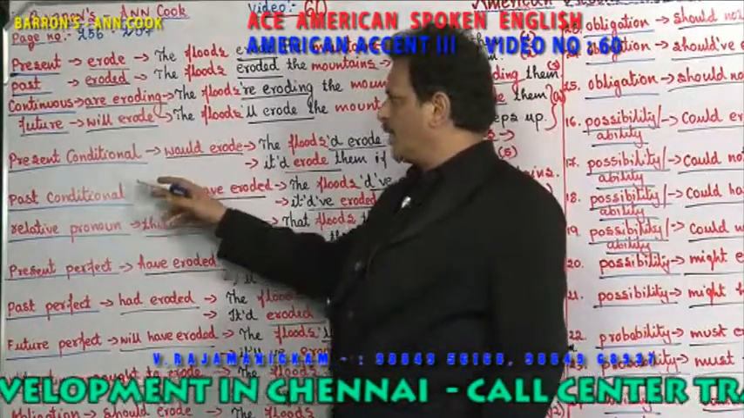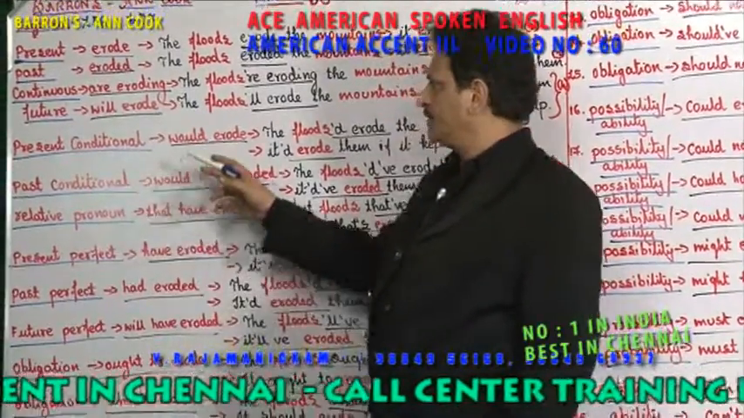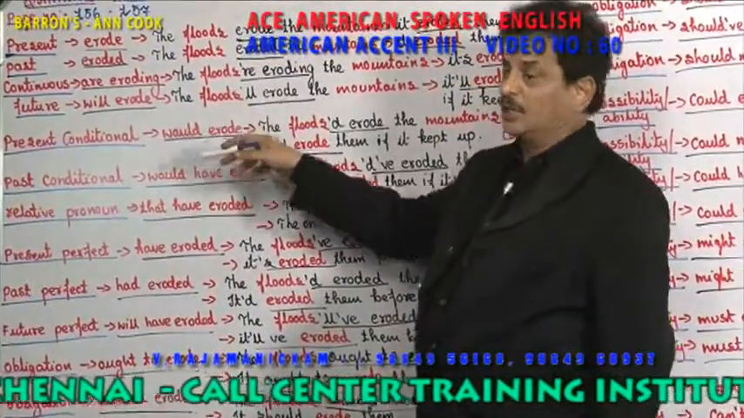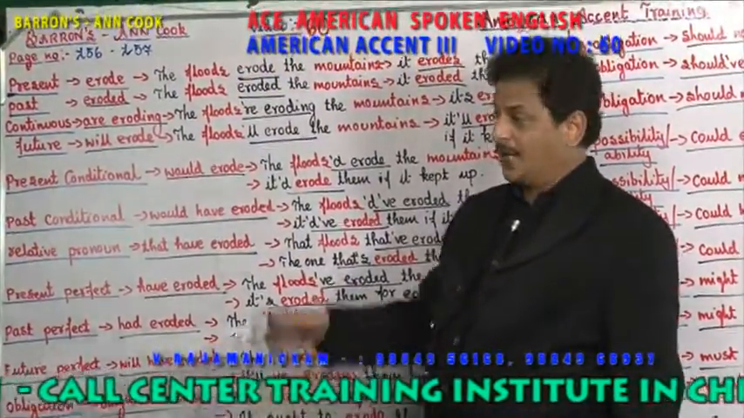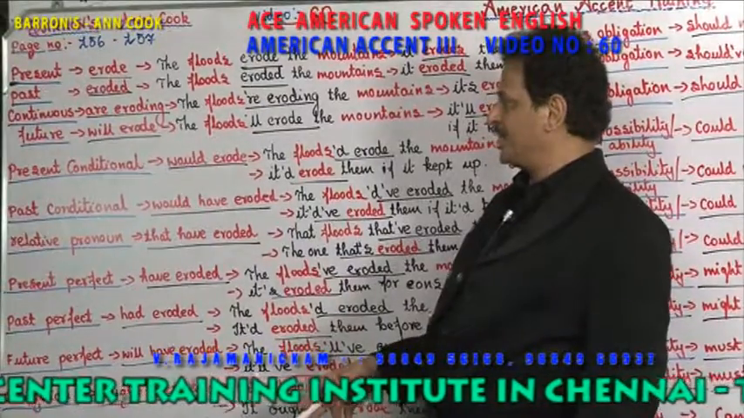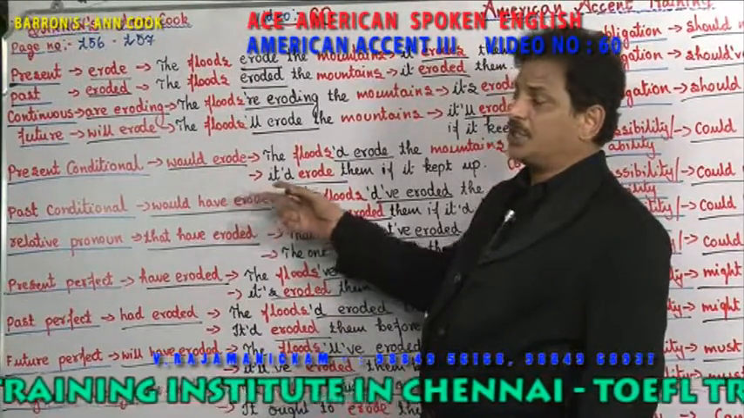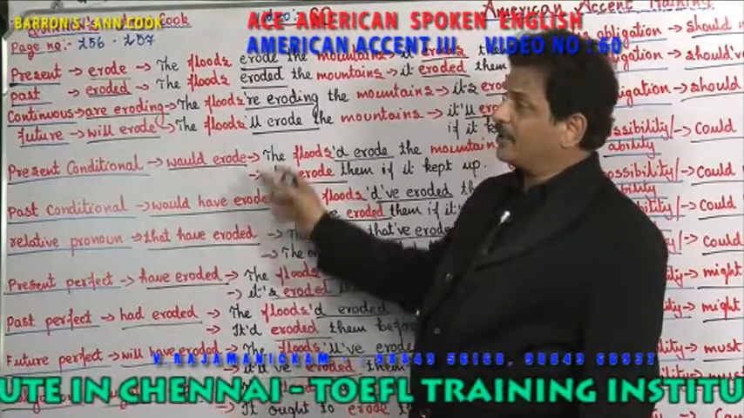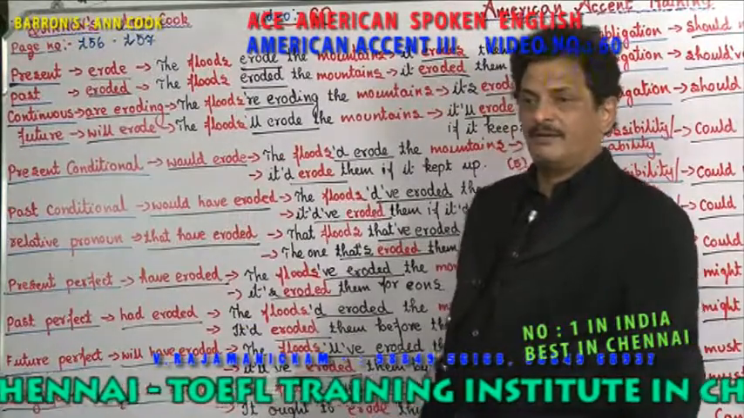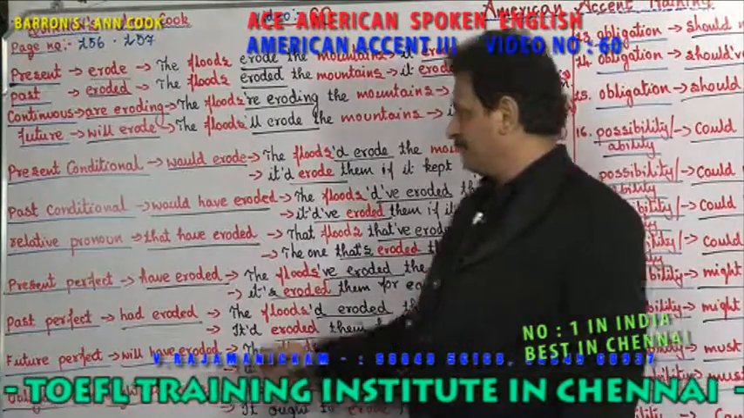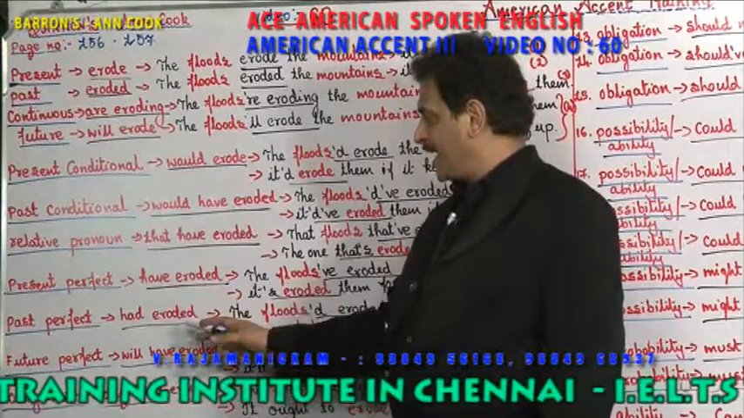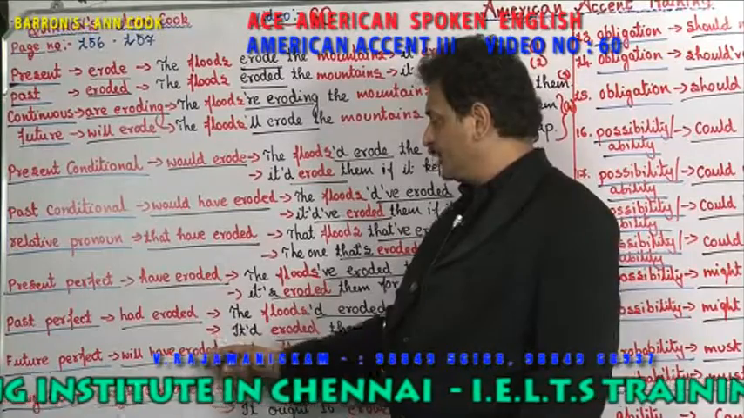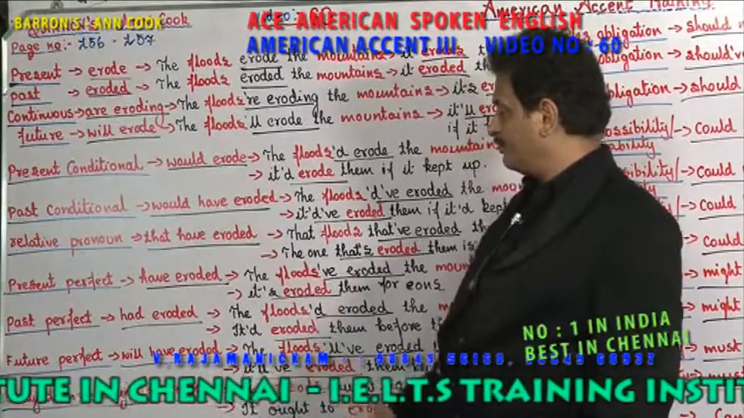Continuous: are eroding. Future: will erode. Present conditional: would erode. Present conditional, I would come. Past conditional: would have eroded. Relative pronoun: that have eroded, that stands for rocks. Present perfect: have eroded. Past perfect: had eroded. Future perfect: will have eroded.